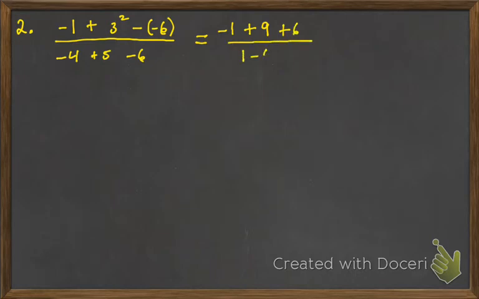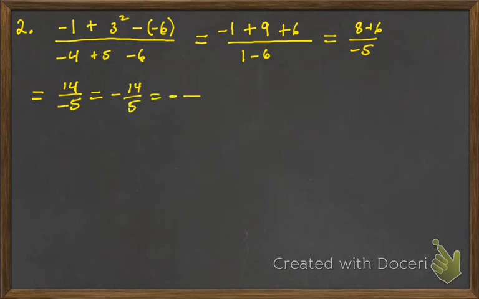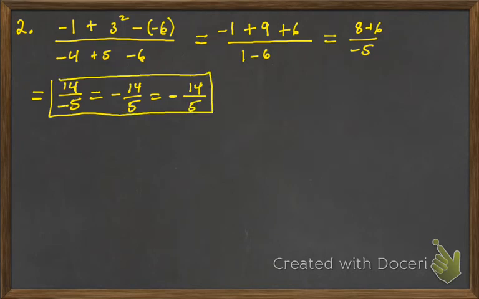On the bottom there, negative 4 plus 5 is 1, and then minus 6. Okay. On the top, negative 1 plus 9 is 8, and then plus 6, all over negative 5. And so that's going to give us 14 over negative 5. Okay, that's fine. You can bring the negative to the top, or you can put the negative in front of that. I'm okay with any of those.